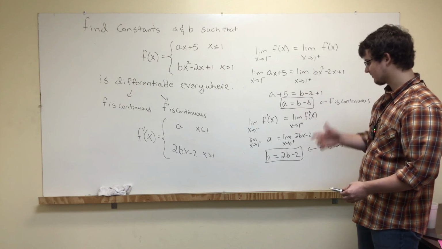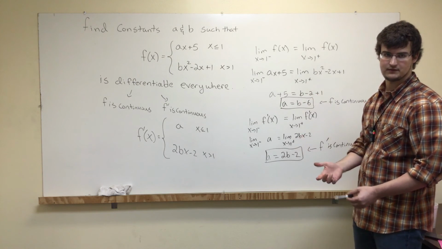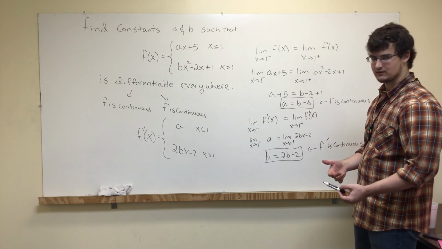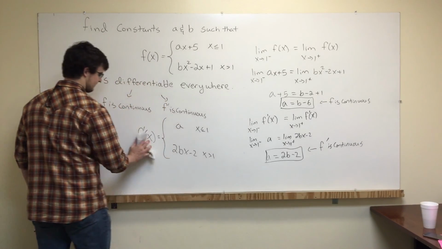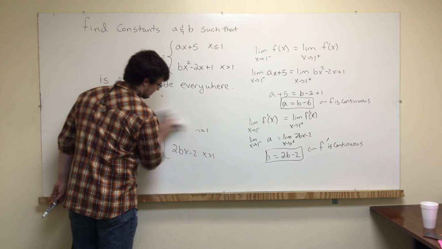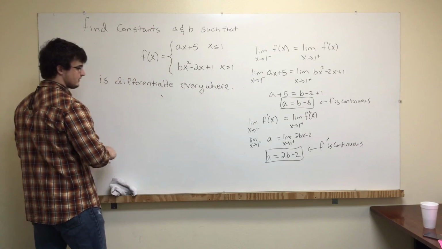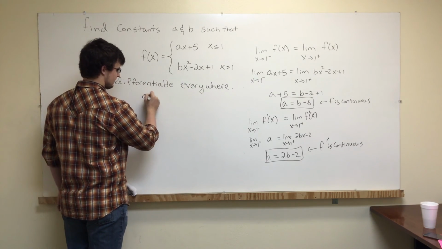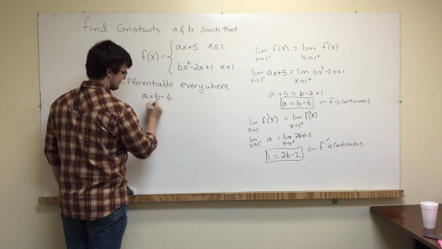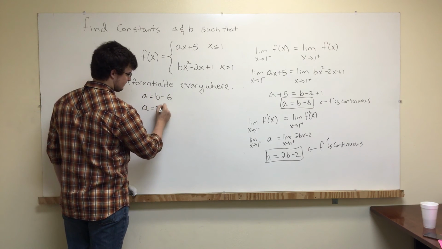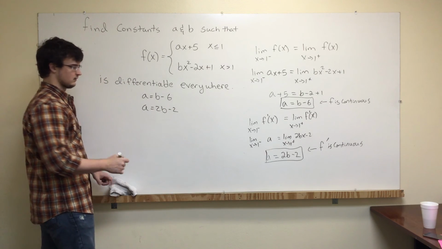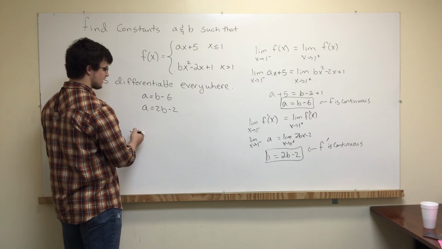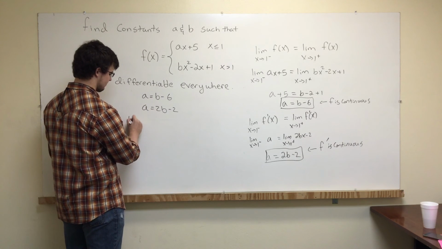So now to finish the problem, I just need to make sure both of these are satisfied. So I need to pick a's and b's that work for both of these. So I'll come over here and erase this because we don't need it anymore, and write down my two equations. I need a to be b minus 6, and I need a to be 2b minus 2. So we just need to solve this system. So I say just set them equal around a.